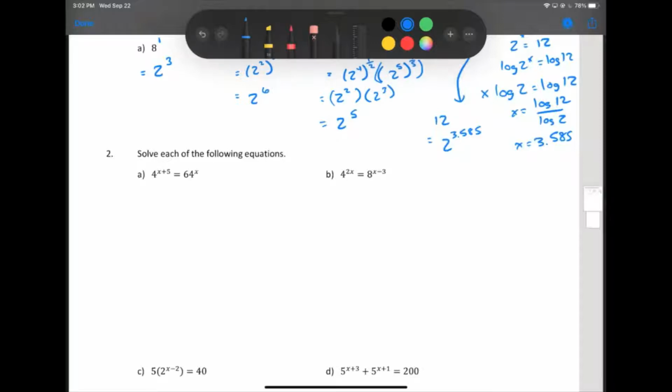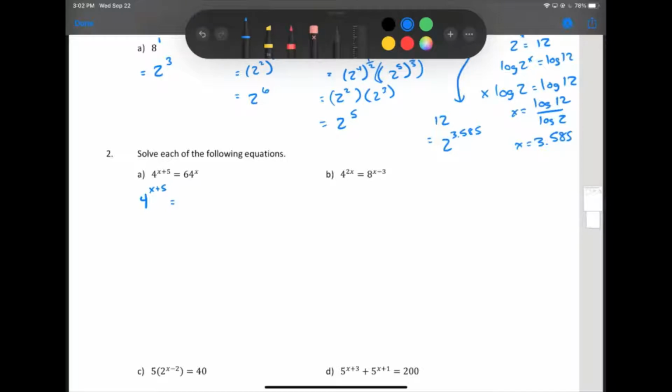Now, I'm going to point out that both 4 and 64 are powers of 2, so you're more than welcome to do powers of 2 on these. I will, however, point out that 64 is also a power of 4, so we could just keep the 4 base on the left-hand side and change the base on the right. So I'm going to leave that as x plus 5.